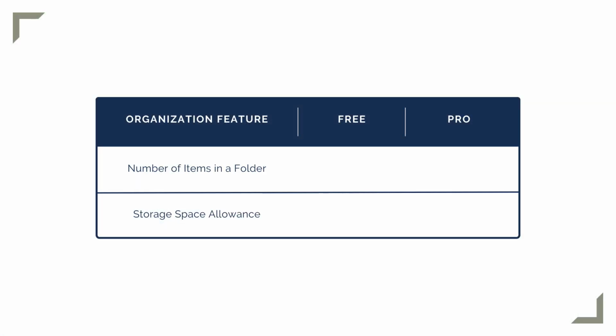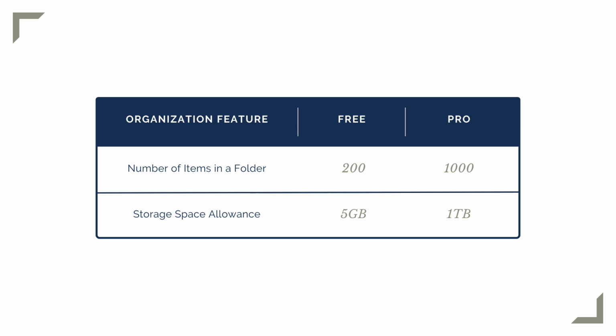I mentioned earlier that there were 3 organization-related differences in the free Canva plan as compared to Canva Pro. I already talked about tagging only being available on Pro, but there are a couple more to be aware of, and those are specifically the number of items you can store in a folder and the total storage space allotted to your account. In terms of the number of items you can have in a folder, on the free plan, you can have 200 items, whereas on Canva Pro, it's 1,000 items. And in terms of storage, on a free plan, you'll have 5 gigabytes of space, whereas you'll have 1 terabyte of storage space on Canva Pro.